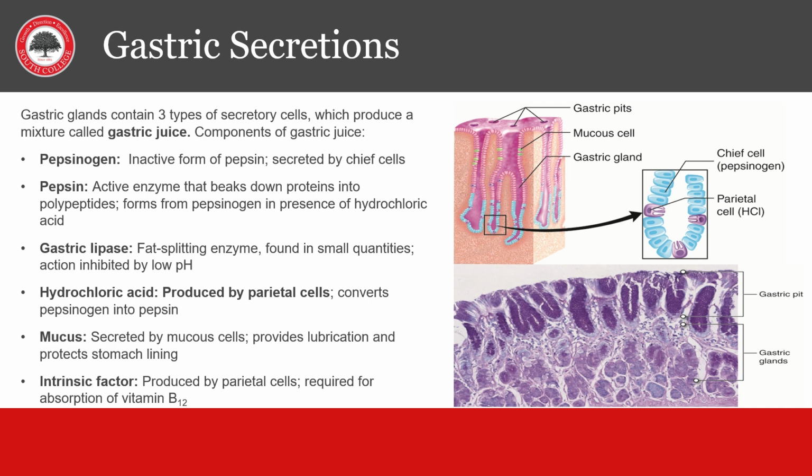The gastric juice consists of pepsinogen, an inactive form of pepsin, secreted by chief cells. Pepsin is the active enzyme that breaks down proteins if there is hydrochloric acid around. Gastric lipase catalyzes the breakdown of fats. Hydrochloric acid is produced by parietal cells and activates pepsin from pepsinogen. Mucus is secreted by our friends, the goblet cells, and this provides lubrication and protection of the stomach lining from all that acid. And lastly, intrinsic factor, which helps us absorb vitamin B12.